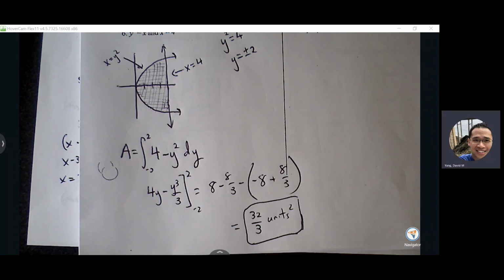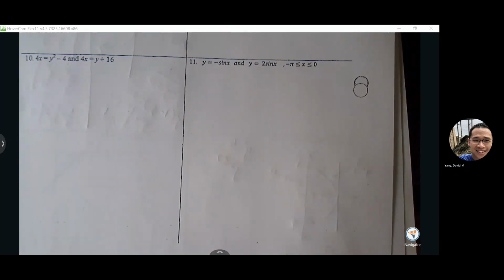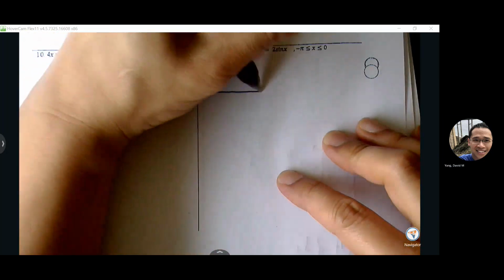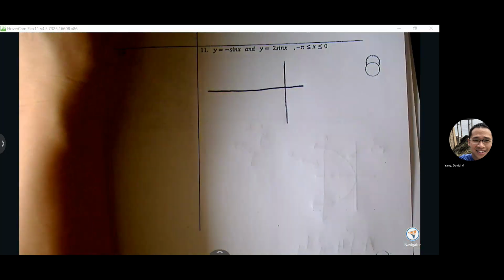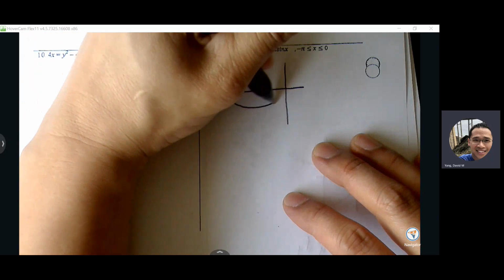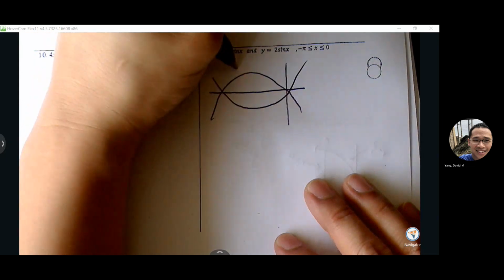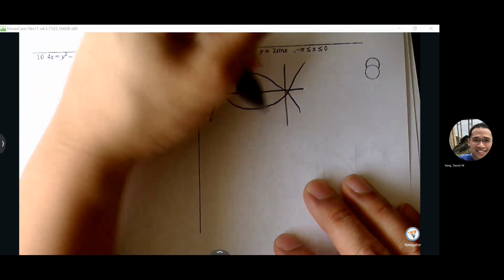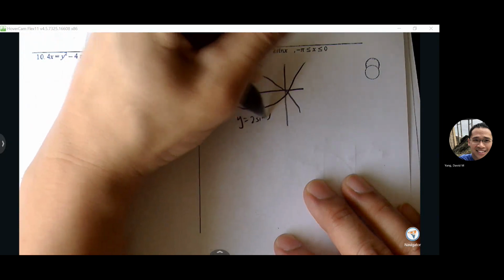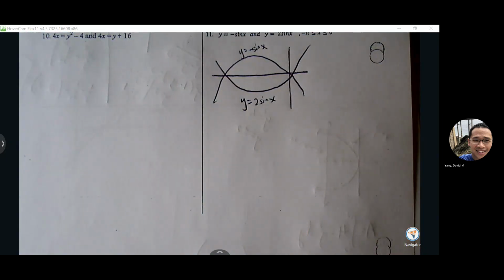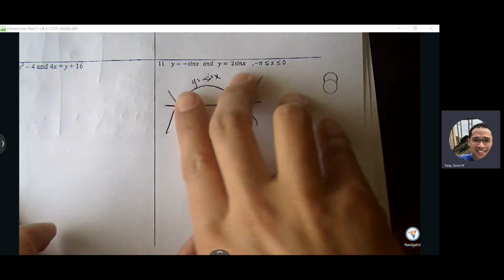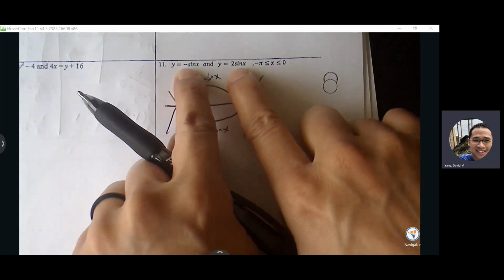Okay, let's skip over to number 11. So this is a great graph here. Draw the graph for you. The 2 sin x looks like this. Okay, bounds are already given to us, but let's just go ahead and convince ourselves that they do intersect at those points. We can set these equal to each other.